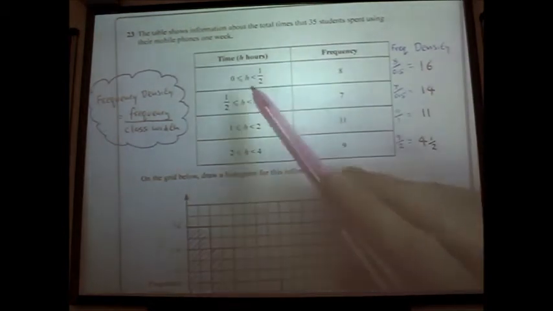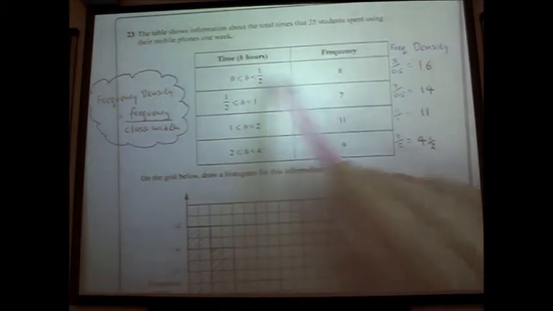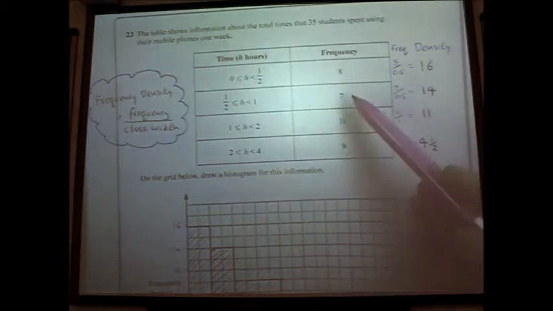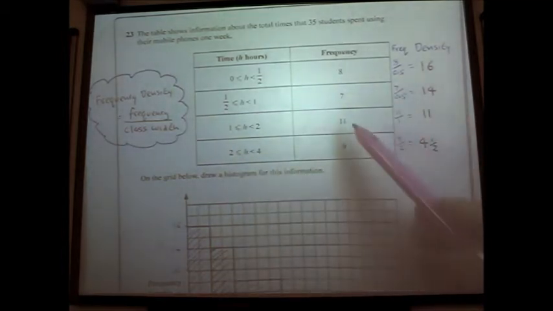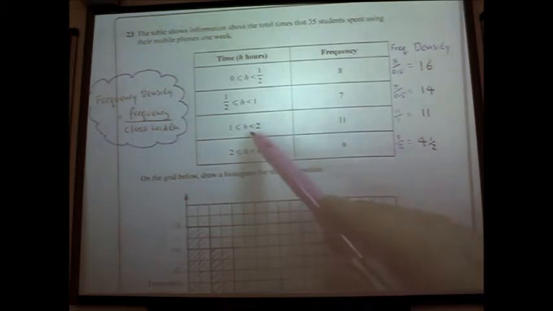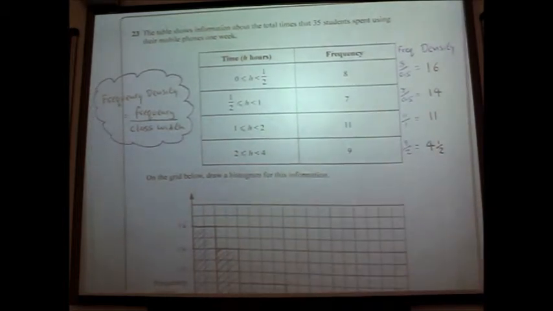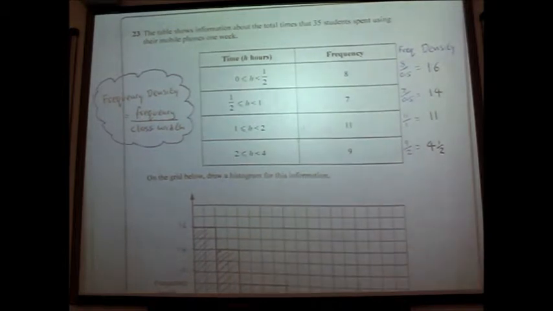Frequency is 8, class width is a half. So 8 divided by half is 16. Next one. Frequency is 7 divided by half is 14. Next one. Frequency is 11 divided by 1, because that's the class width, is 11. And the next one, 9 divided by 2, because that's the class width, gives you 4.5.